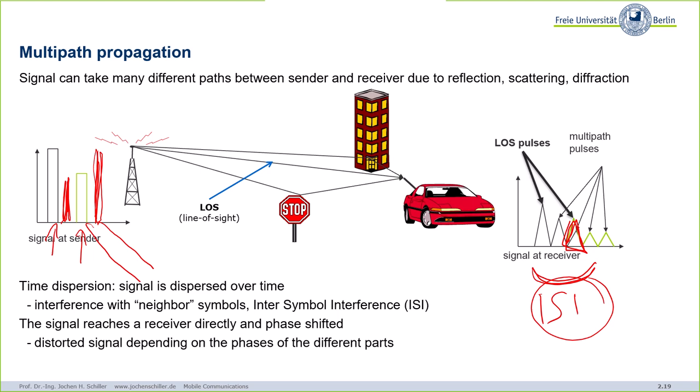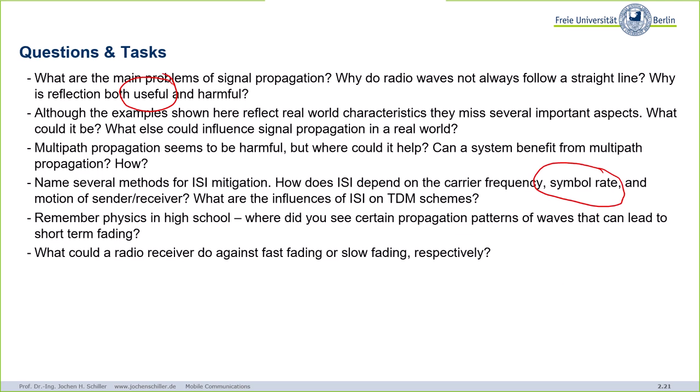That is our problem if we go to higher data rates. Okay, so inter-symbol interference, that's a problem. And especially if you move, for example, in a car faster and faster, the problem here gets worse and worse.